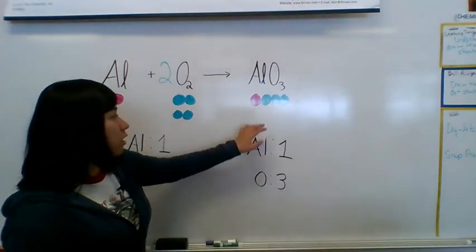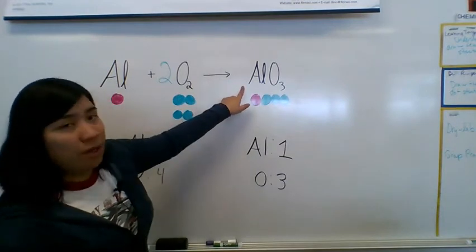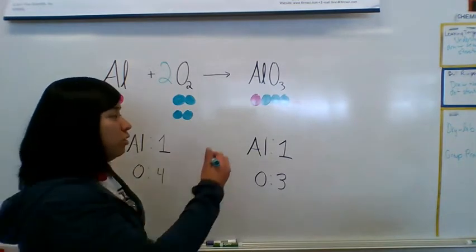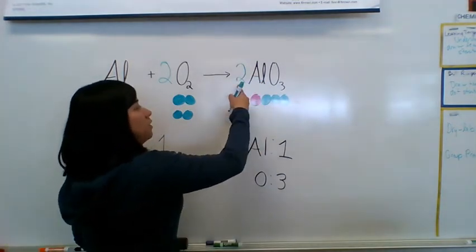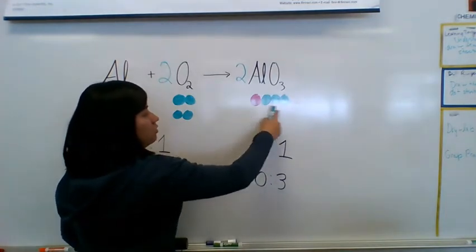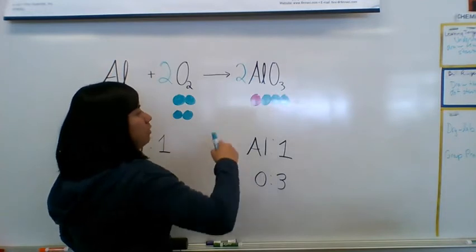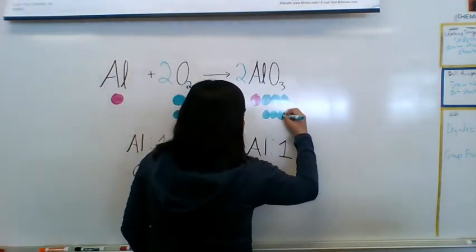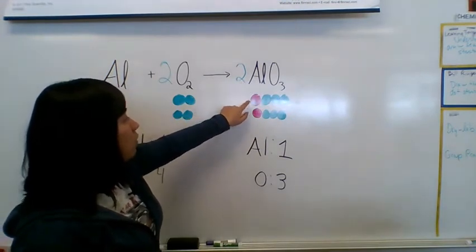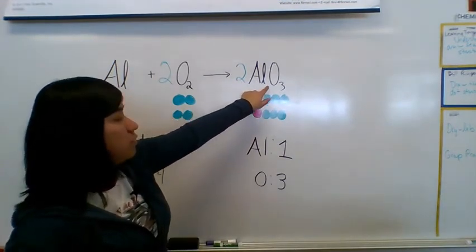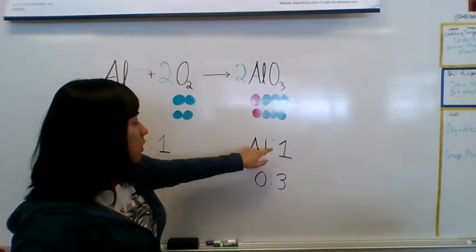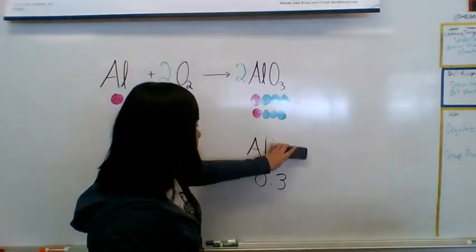So now I'm going to work with the oxygens on the right. Since I don't have a coefficient right here, I assume it's 1. So I'm just going to increase that to 2 and see what happens. Since I'm increasing it to 2, I'm also going to draw another dot structure to represent this aluminum oxide. So now that I increased it to 2, I have 2 aluminums. So 2 times this subscript that's not there, but we're assuming is 1. So 2 times 1. Now it is 2 aluminum.